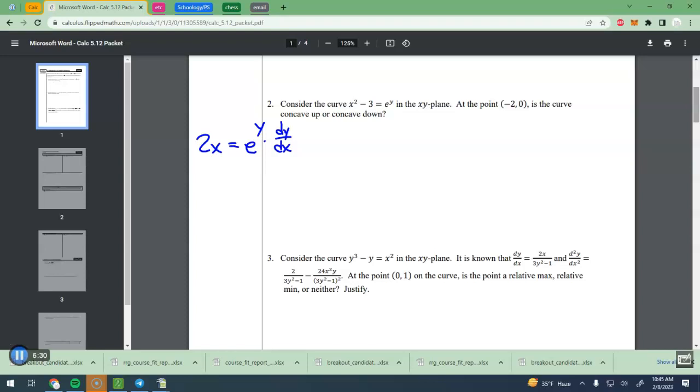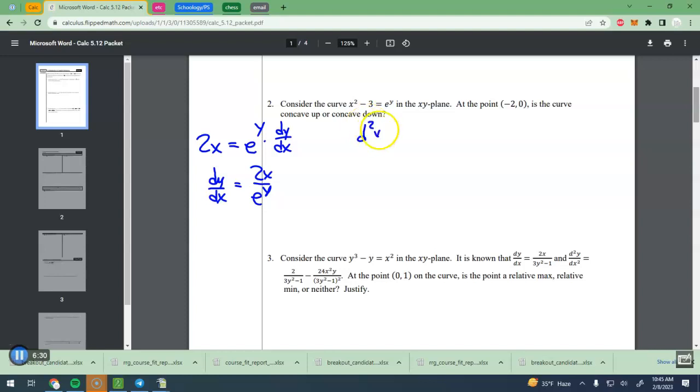That's the first derivative. Well, it's not even yet. I can solve it. So I will get dy dx equals 2x over e to the y. So that's my first derivative. Questions there? Now we're reviewing quotient rule. It was good stuff. So now we're going to take the second derivative.